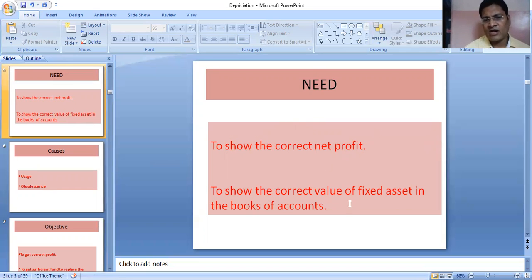We have done the final accounts. We have seen that in the final accounts balance sheet, the correct value of building, plant, furniture, and all other fixed assets can only be given when we subtract depreciation from it. And to get the correct net profit, we write the depreciation value in the net profit, we close the depreciation in net profit. That's why we get the correct net profit even.